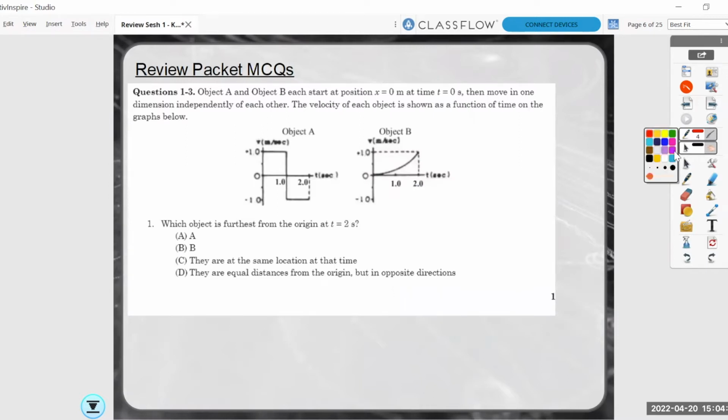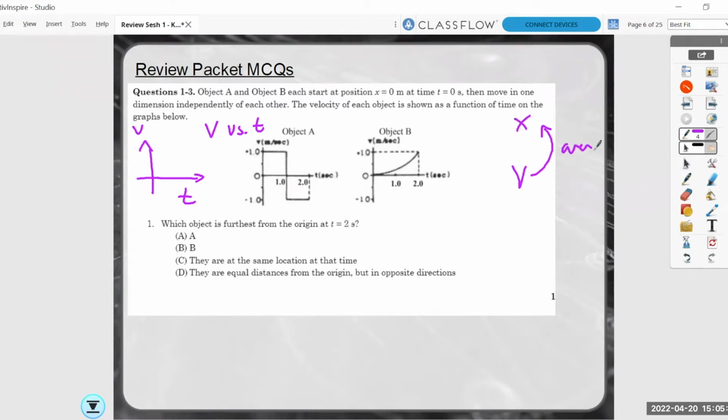All right, let's get into the actual multiple choice questions, starting with number 1. Here we have two graphs where it asks us to figure out which object is furthest from the origin. Well, we have a velocity time graph here, so we're always going to be looking at the area under the curve. If I look at object A, it goes at +1 meter per second for 1 second, and so the area under there is going to be 1.